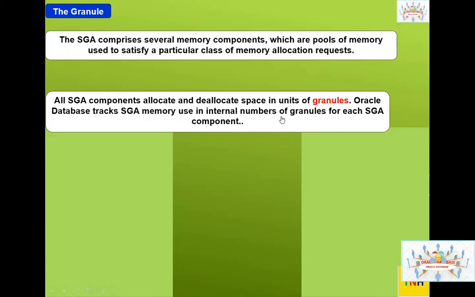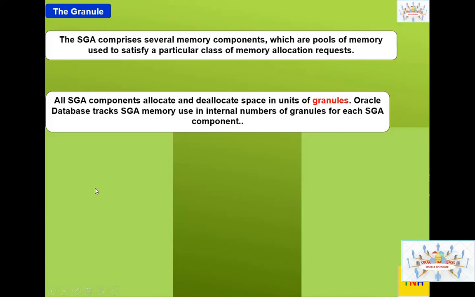Other than that, especially the automatic memory allocation, you can see large pool, Java pool, DB buffer cache, shared pool, all are allocating memory in terms of granules. Okay, so then comes the question, what is the size of the granule? Because it starts from a granule. Shared pool, it will start allocating granules. Then how much? So granule is going to be the smallest memory allocation unit in SGA.